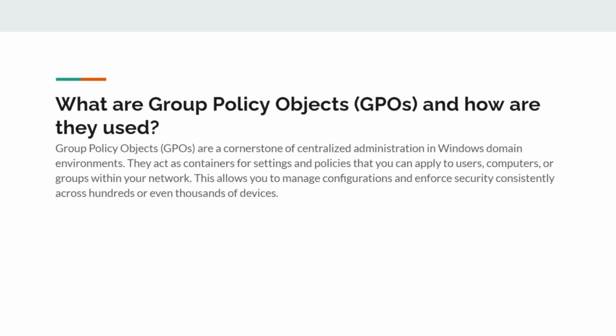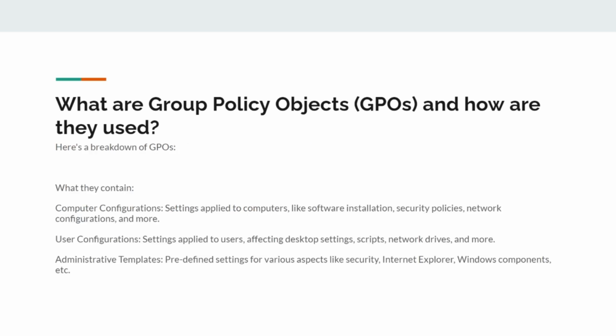What are group policy objects and how are they used? We can understand a group policy object as a container for settings and policies that apply to users, computers, or a group within the network, within the domain. If we go to the group policy management console, we will find computer configuration, user configuration, administrative templates.